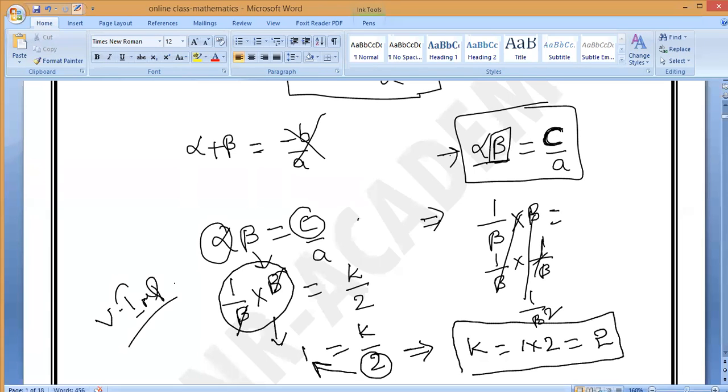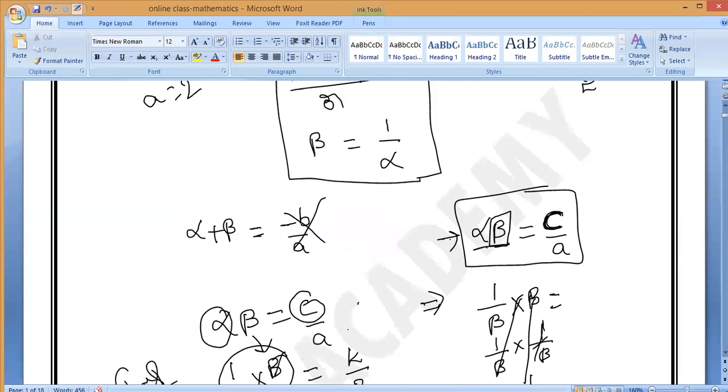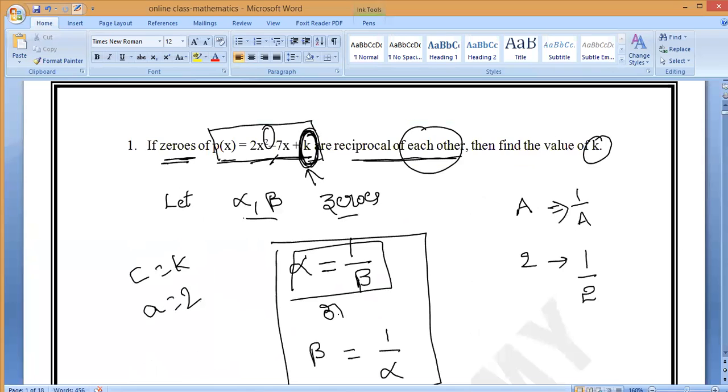Do you understand? What have we done? Here one polynomial function and one condition were given. What is that condition? Zeros are reciprocal of each other.